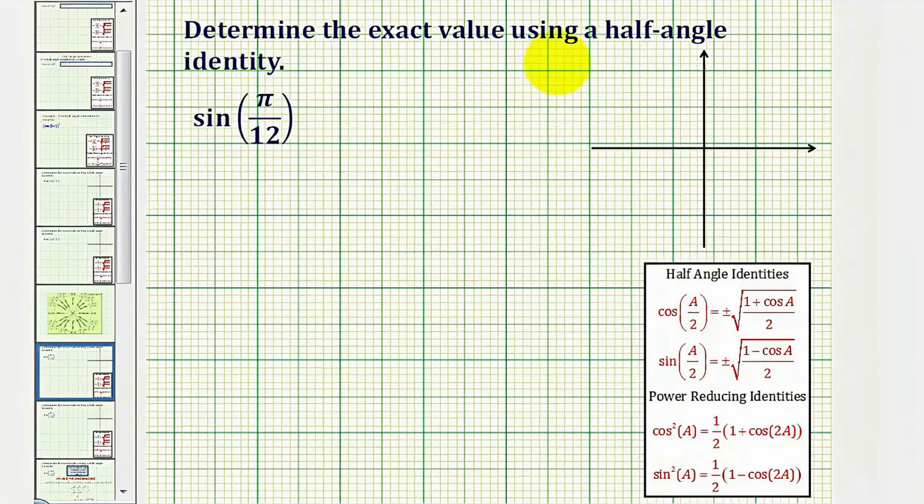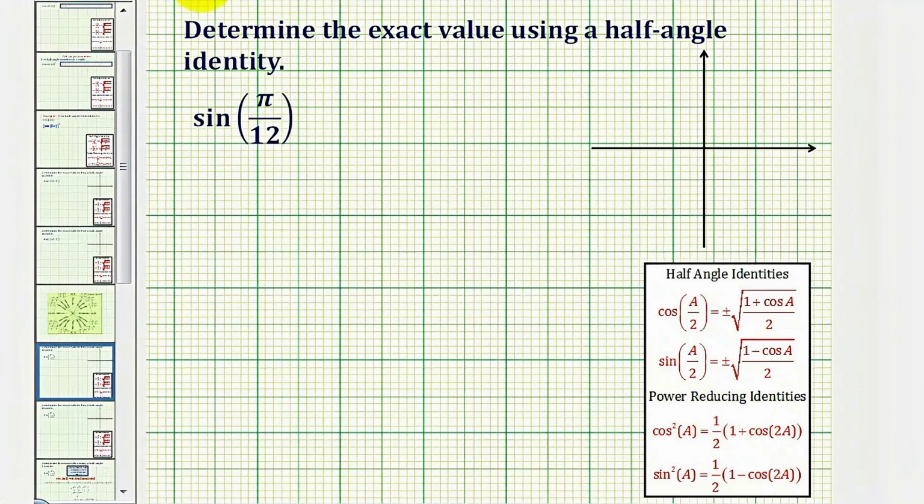We want to determine the exact value of sine pi over 12 using a half-angle identity. The most common two half-angle identities for sine and cosine are given here, though some textbooks do refer to these power-reducing formulas also as half-angle identities.